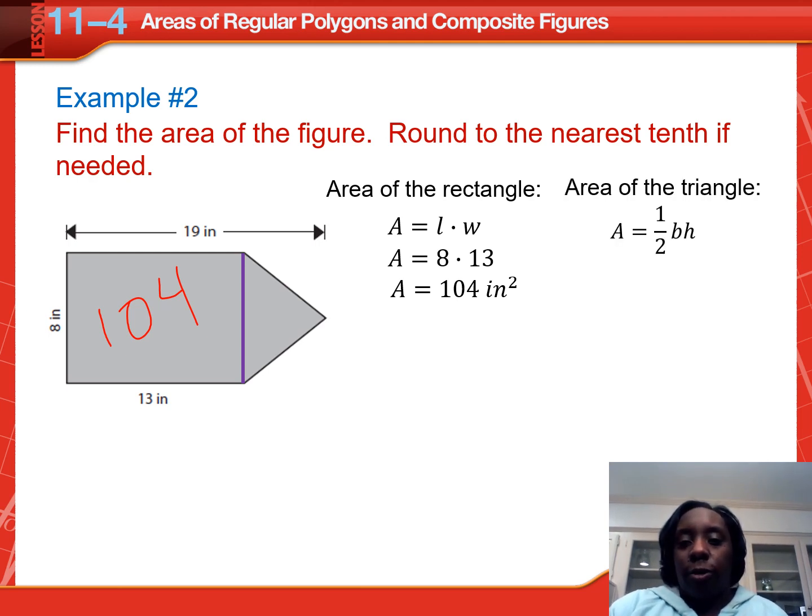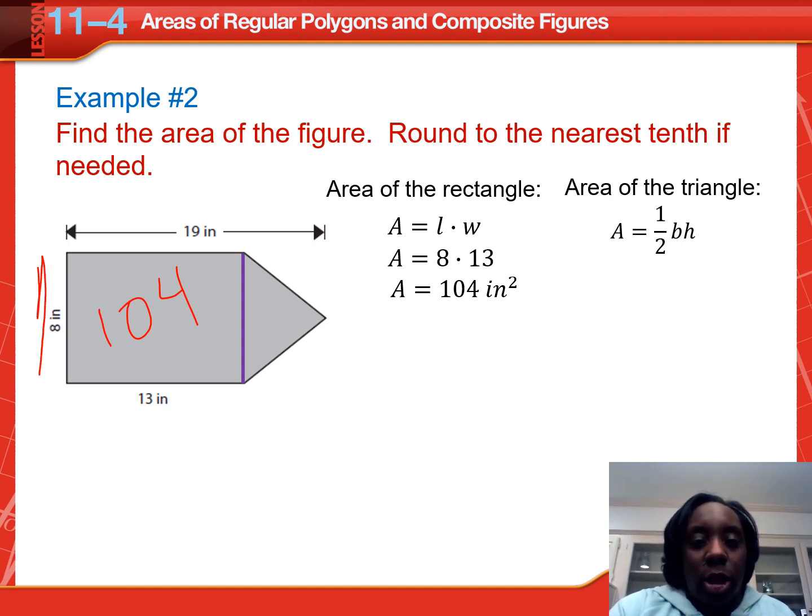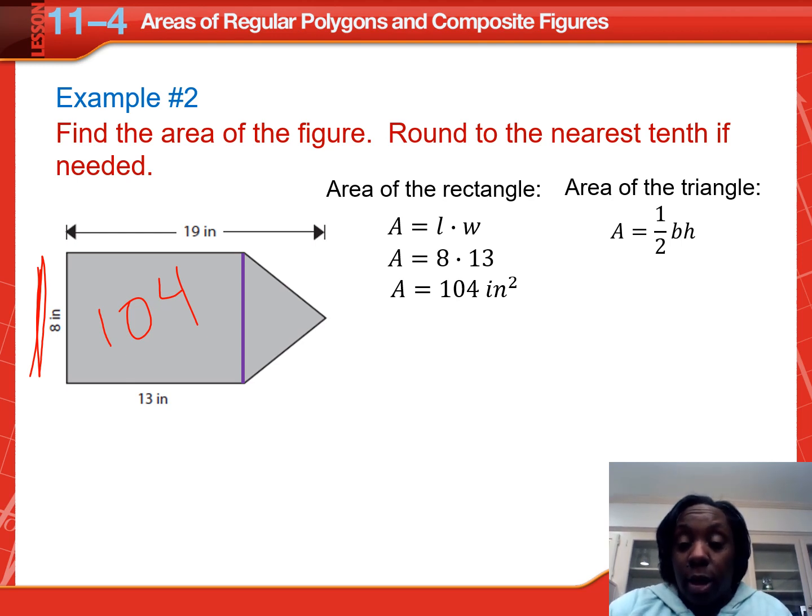Now, here's our formula for a triangle. Now, our issue is we need dimensions or numbers for our triangle. So, well, if that over here is 8 inches, wouldn't that translate to also that being 8 inches? Because a rectangle has congruent opposite sides from the quadrilateral unit that we learned. So there you go.